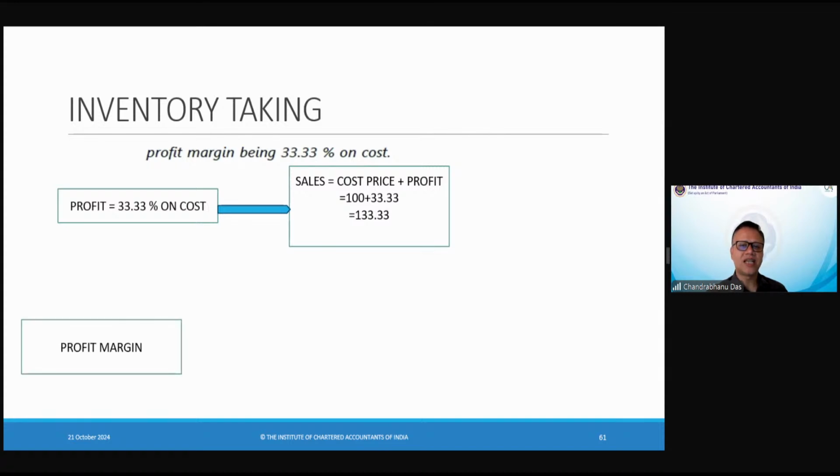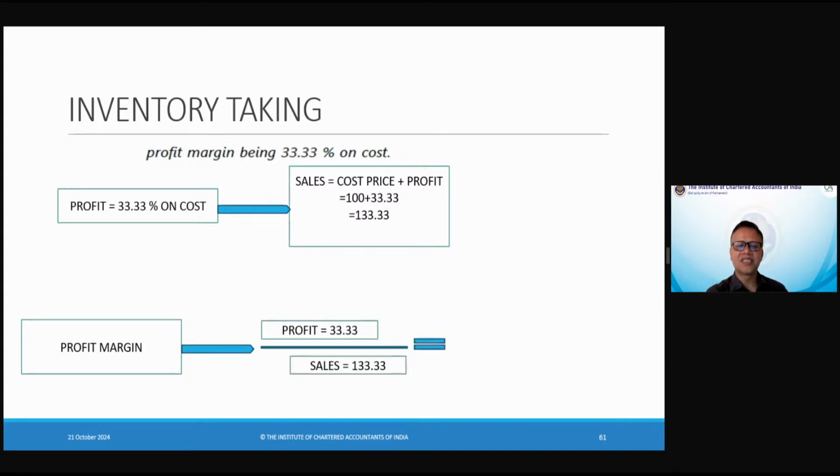Now what I have to do is find the profit margin. So this profit, which is 33.33, divide it by 133.33. That means if this is the percentage on cost, I get this much on sales. So it becomes 25% on sales.